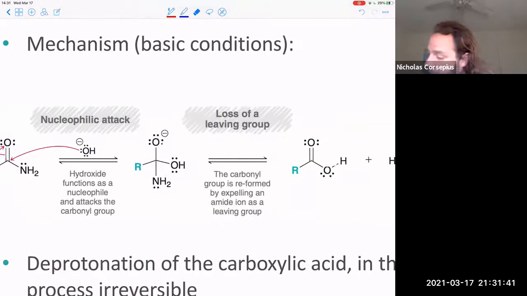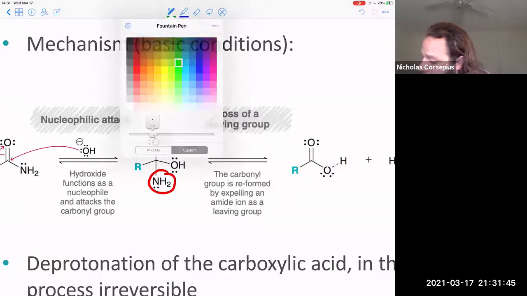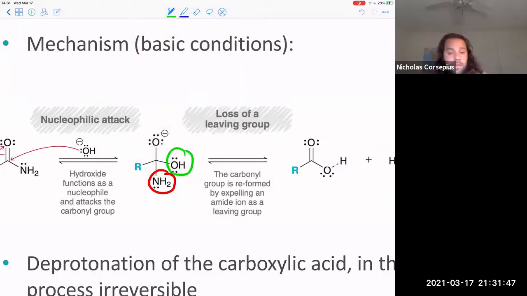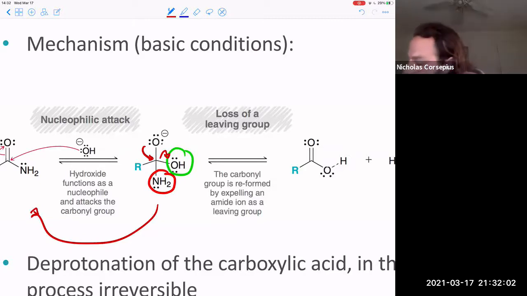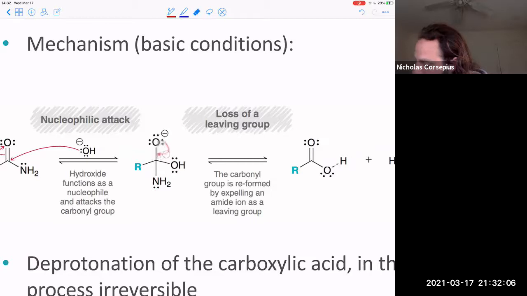Now, this is definitely a worse leaving group than the hydroxide ion. No matter what, it's just a stronger base. So when this pair of electrons comes down, if it kicks off this hydroxide, we're just going back in that direction, right? So that's not going to be a productive move. So instead, the productive step would be for this to come down and kick off the amide.